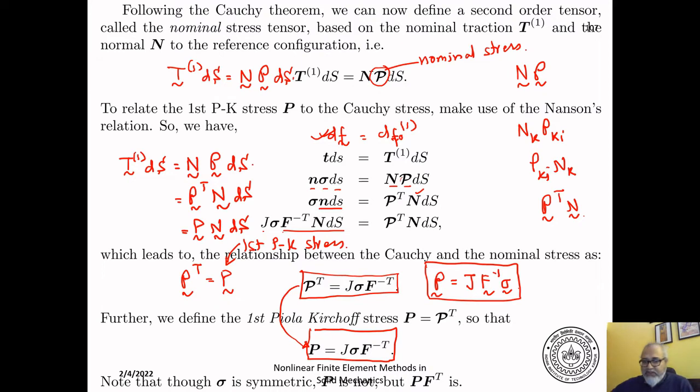Now sigma is symmetric, so P need not be symmetric because F is not necessarily symmetric, but P F transpose is symmetric, because sigma is symmetric, P F transpose is symmetric.